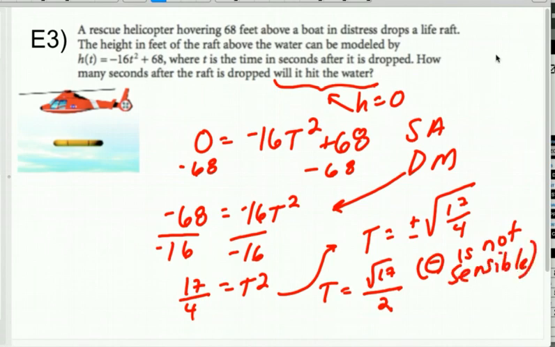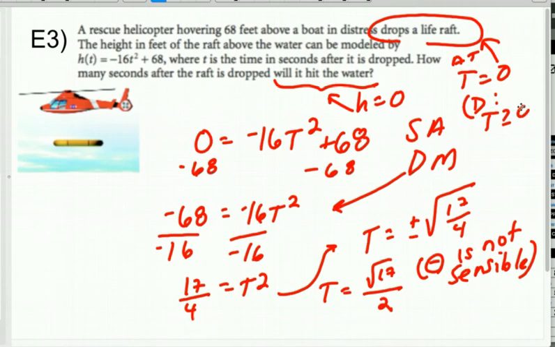This model is only good... they drop a life raft. The moment they drop it is at t equals 0, right? So essentially our domain is that the time has to be greater than or equal to 0, because you can't count the time before the raft is dropped. That doesn't count in the problem. And this equation only models the raft when it's in free fall, right? Based on the effects of gravity. So anything before t equals 0, this equation would not be valid.